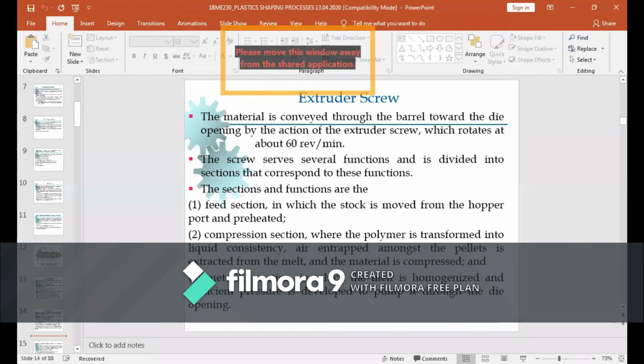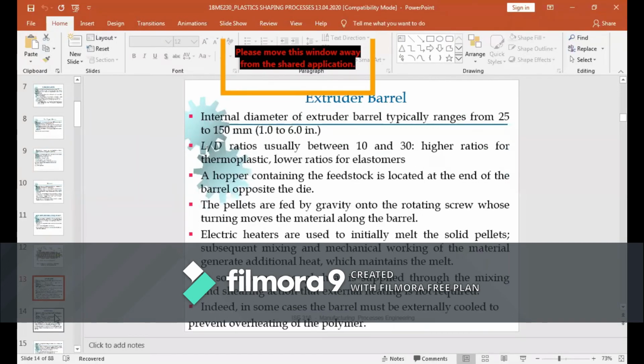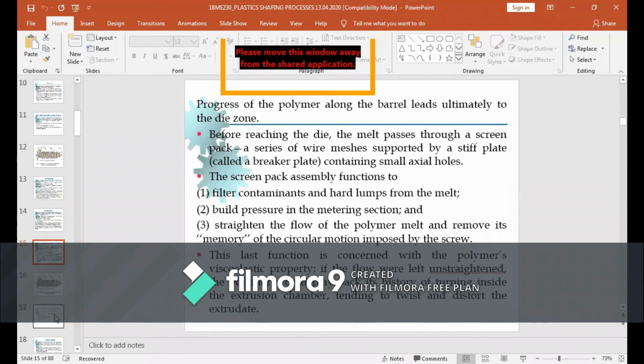For getting a homogeneous mixture only, I need this, that is a breaker plate. The next slide will show what is the function of your breaker plate. That is a screen pack or breaker plate. It's called a screen pack.